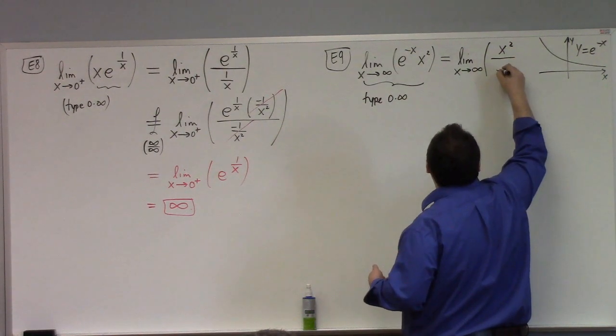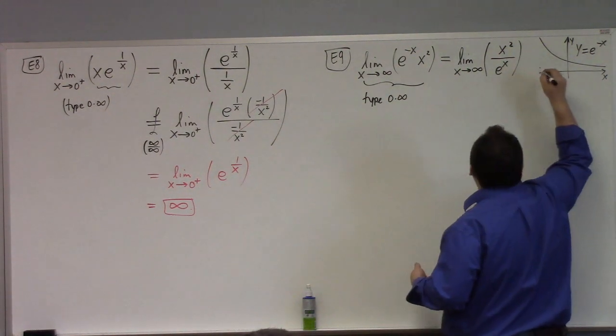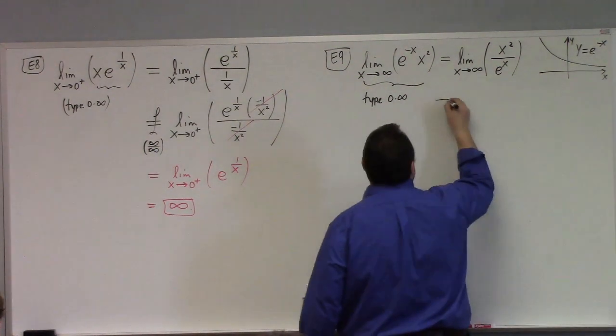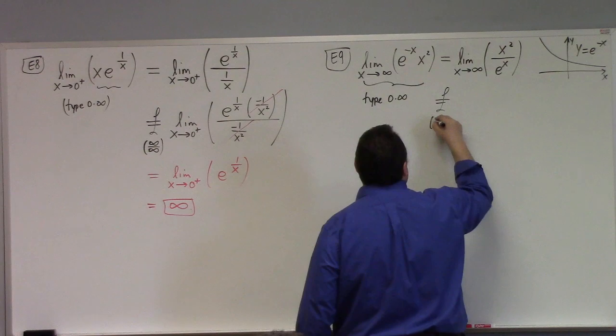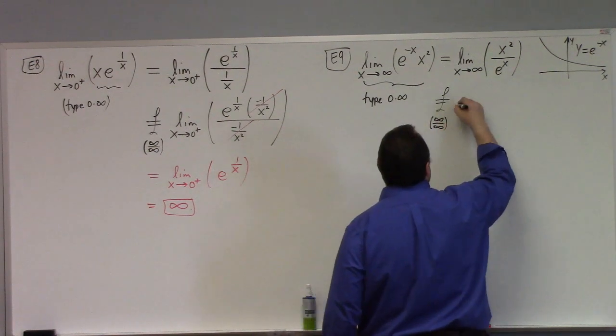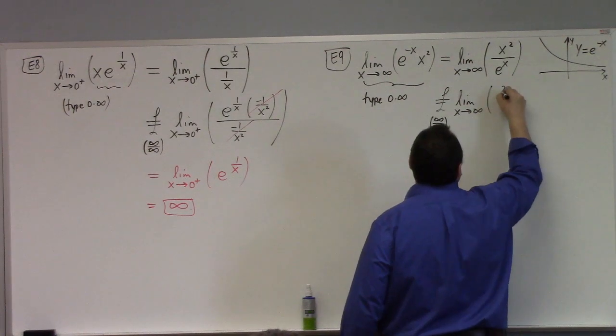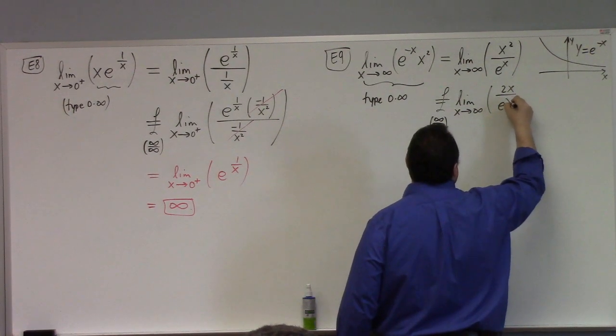Somebody should make a song. I see here, e to the x. There we go. X squared over e to the x. That's just algebra, right? And now we've got type infinity over infinity, so we can apply L'Hopital's rule. Let us do such. Limit, L'Hopital's rule, type infinity over infinity. Limit as x goes to infinity of 2x over e to the x.